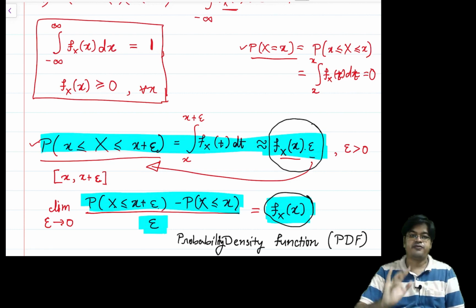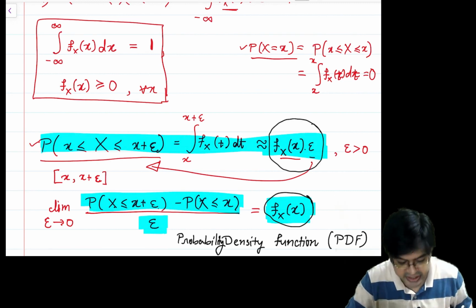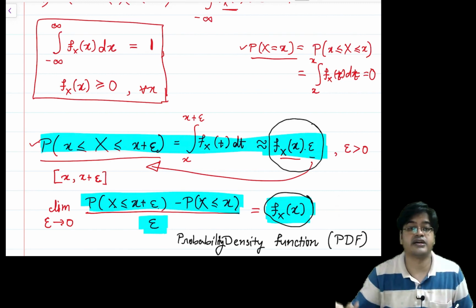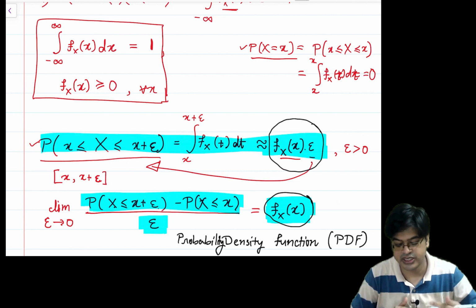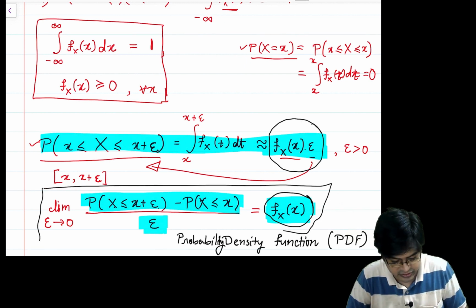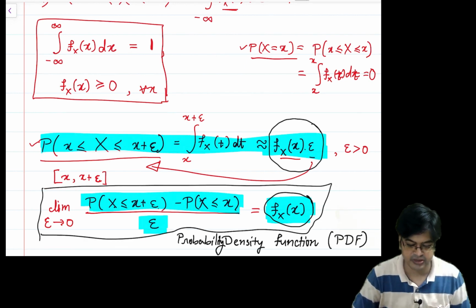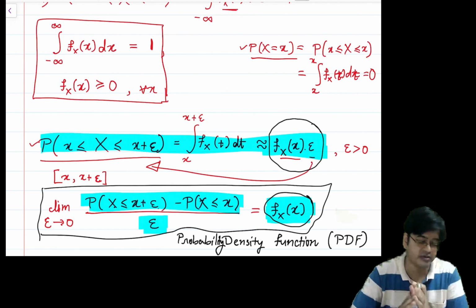Now is PDF a probability of that point? The answer is no. Therefore these PDFs can take values which are greater than 0. Then what does this PDF denote? The PDF actually denotes the rate of change of probability, because it is very clear from this particular formulation that it denotes the rate of change of probability. So your PDF is actually the rate of change of probability at that particular point.